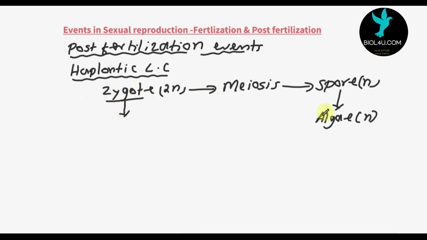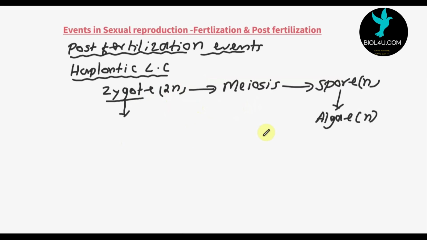But if the organism is haploid, it undergoes meiosis and produces haploid spores, and this haploid spore develops into an individual that is haploid. So the development of the zygote depends upon the life cycle. In a haplontic life cycle, the zygote undergoes meiosis. In a diplontic life cycle, the zygote directly develops into an individual. So post-fertilization events, meaning zygote development, depend on the life cycle and also on the environment. And this fertilization ensures the diploid condition, maintaining the species generation after generation.